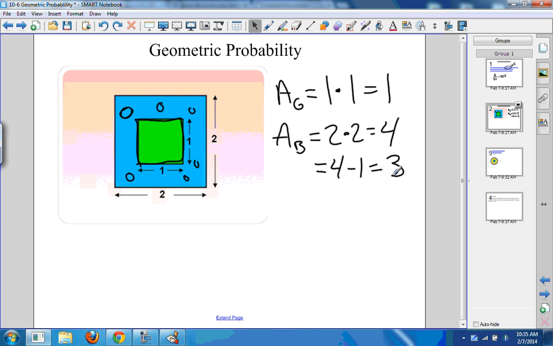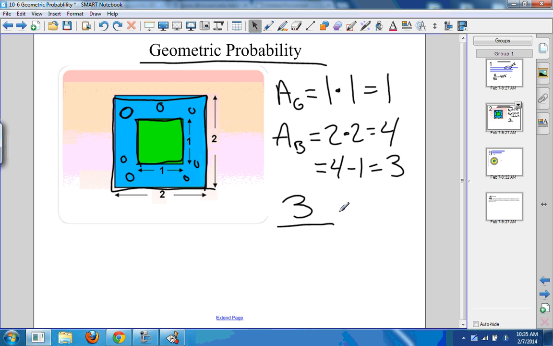All right? So now if we want to find the geometric probability of my coin landing in the blue area, we're going to take my blue area 3 divided by the total area, which we found earlier, 2 times 2 is 4. So 3/4 of my area is this blue color, which means 1/4 of the total area of the shape is the green. We can change 3/4 into a percentage. 3 divided by 4 is 0.75, which would be 75%, would be the probability of flipping a coin and it landing on that blue instead of the green.